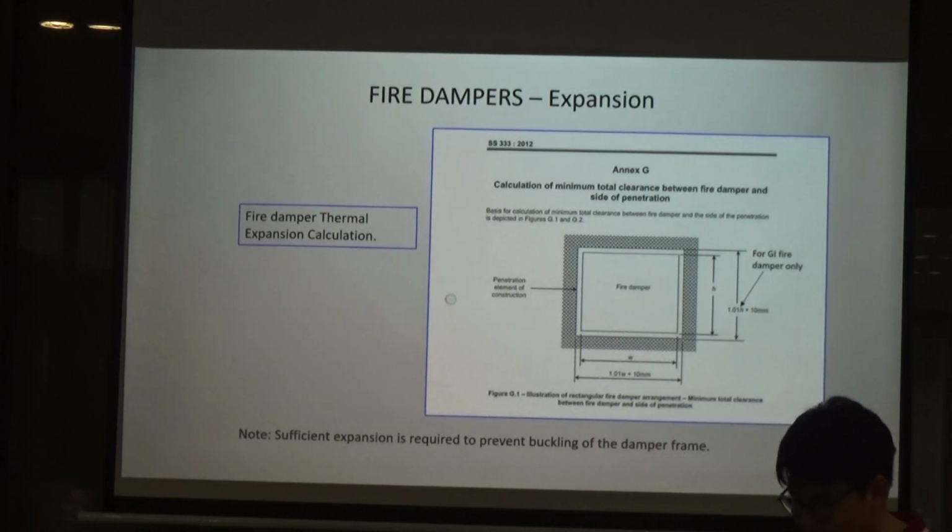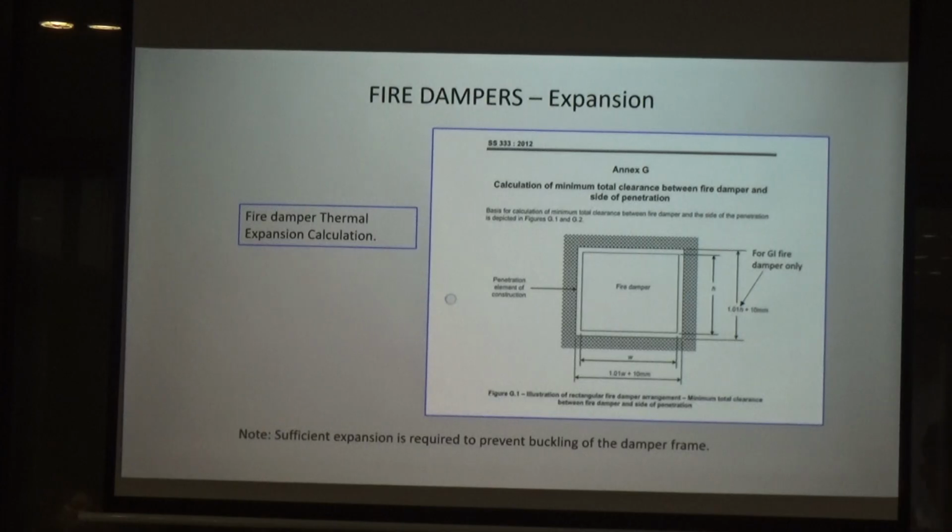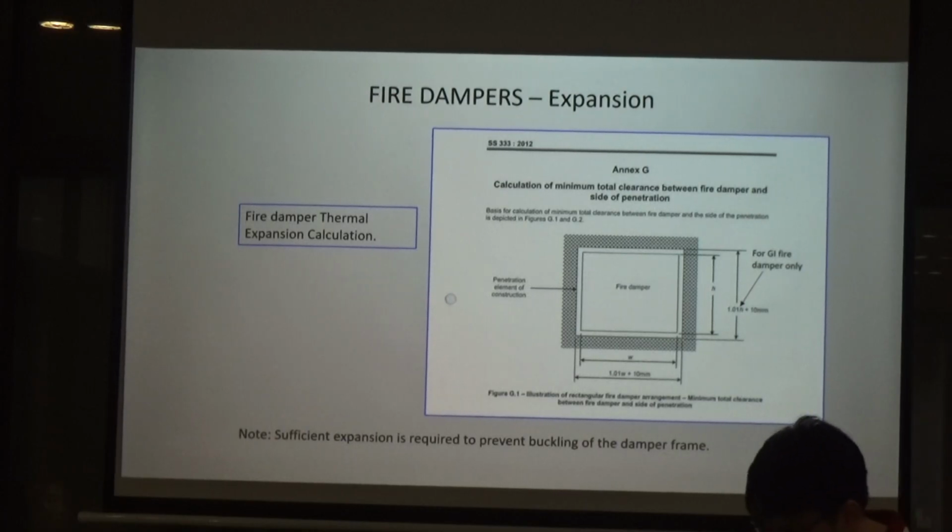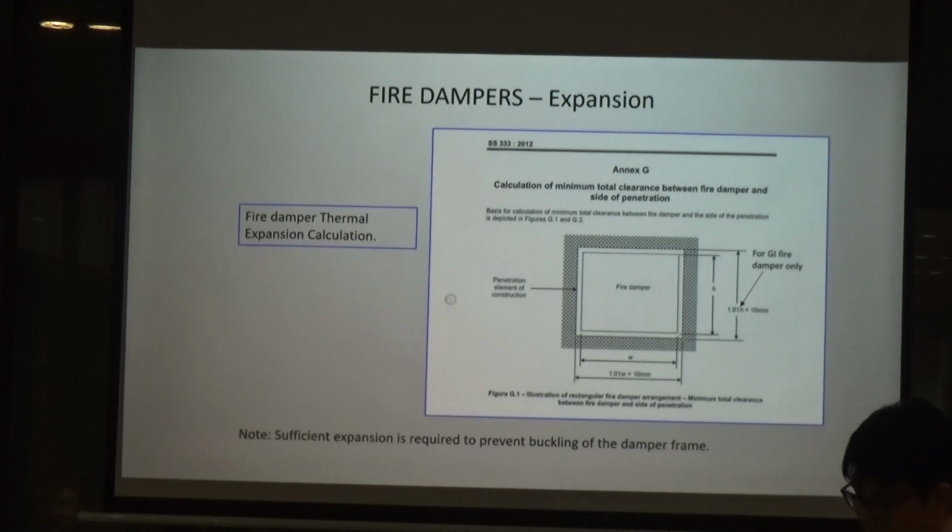So why is it important? Because if the opening is just nice to fit the fire damper, then during the fire the fire damper expands, but then you find that there is no place to expand, then buckling will occur. Then the frame and the blade, maybe they will break or something. So it's important to have a sufficiently big opening.